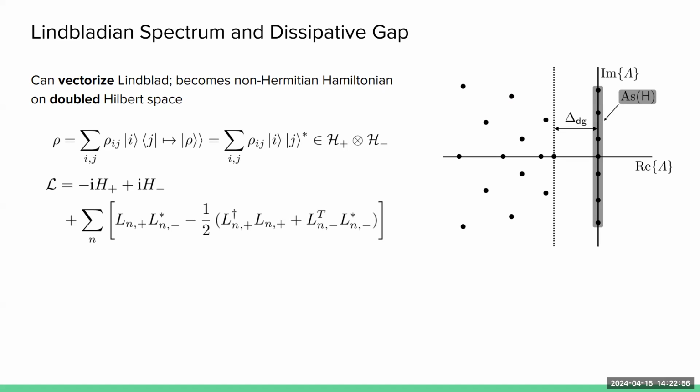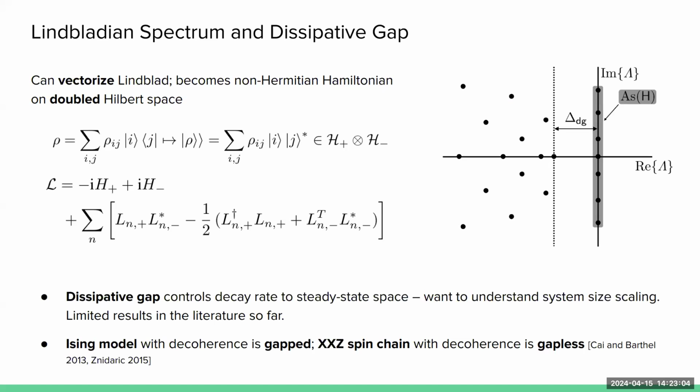The point being that at asymptotically late times, this dissipative gap sets the decay rate of the system to the steady state. So in particular, what we're interested in understanding is the scaling of this gap with the system size. So particularly, if this Delta DG remains finite in the thermodynamic limit, we expect that the system decays exponentially fast with the system size. But if we have a gapless spectrum, then the system should decay algebraically fast with system size. So the first is faster decay, the second is slower decay.